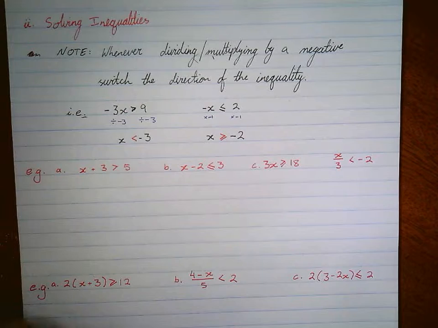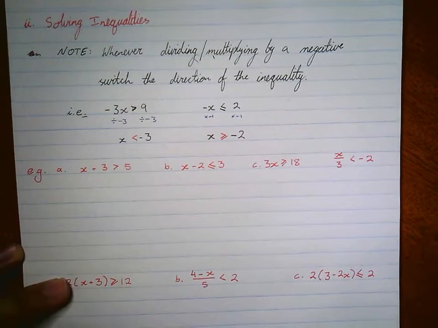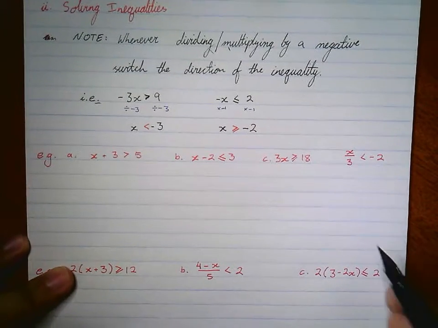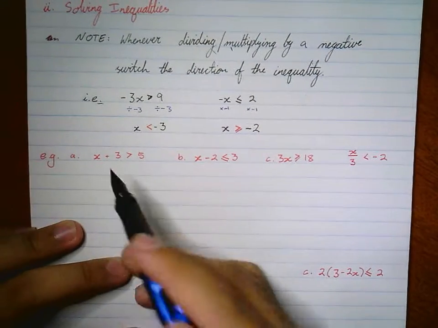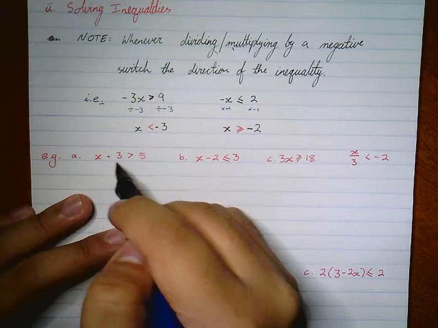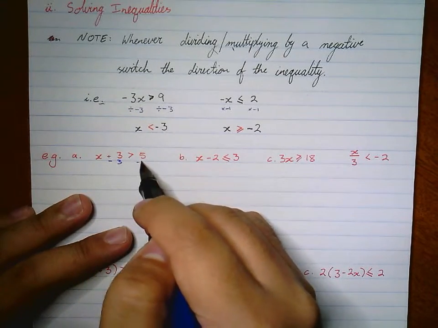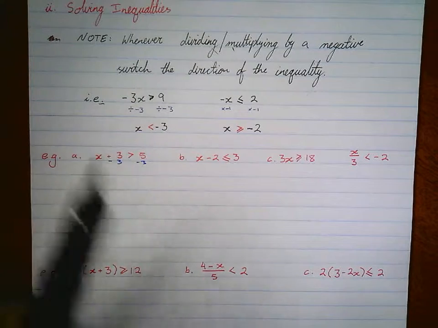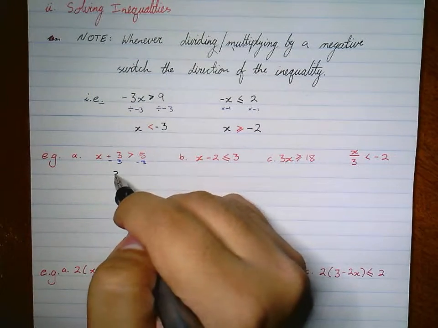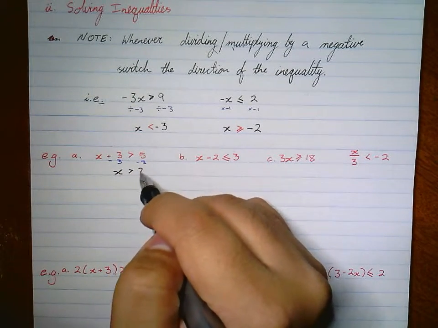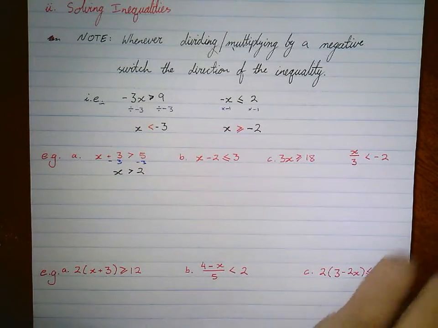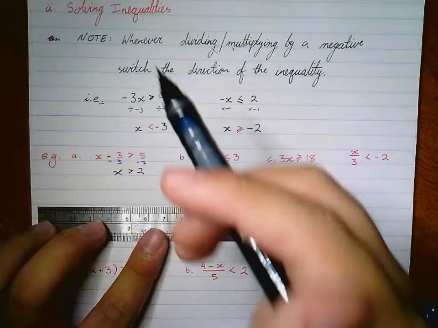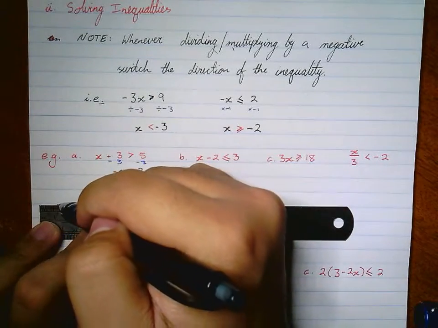Let's get straight into some inequality solving. If you can already solve equations, you can solve inequalities. So let's take a look at this one. Subtracting 3 on both sides will give us x is greater than 2. And all of our solutions need some sort of graph, so I'll quickly draw a rough sketch here.